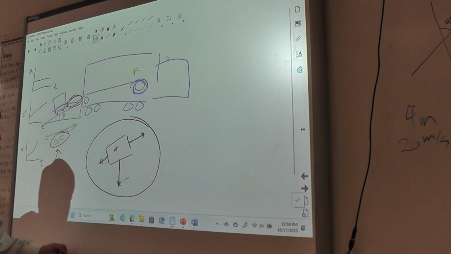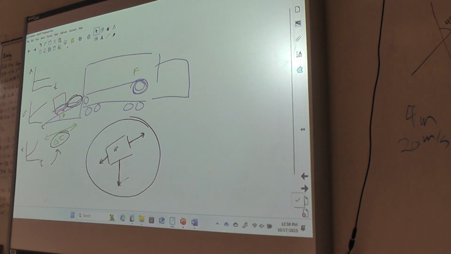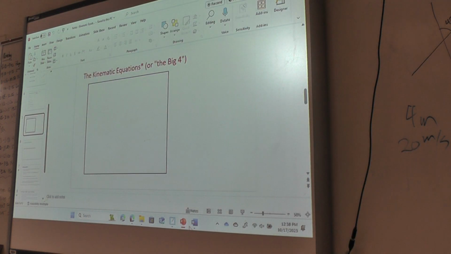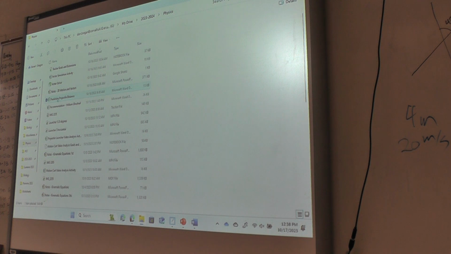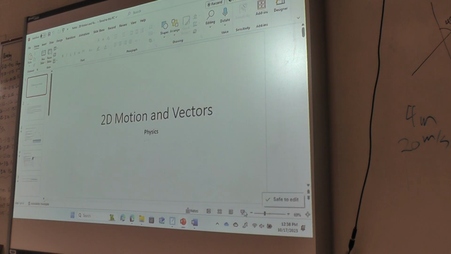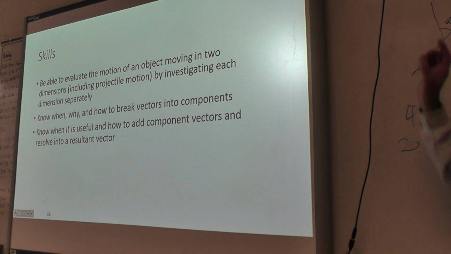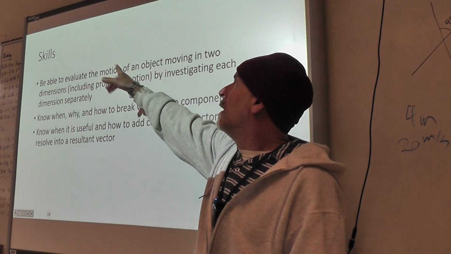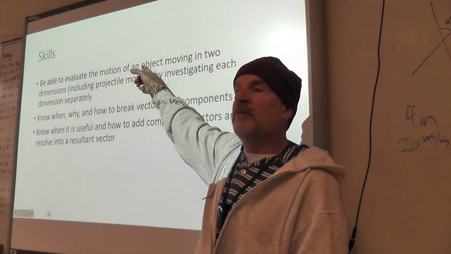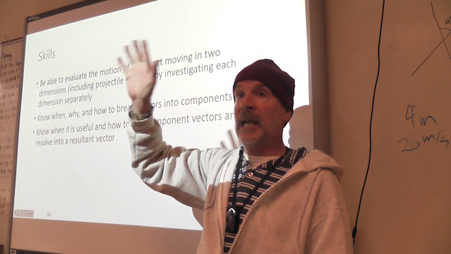So the skill that we're going to start with today is looking at this two-dimensional motion stuff. We'll look at the first part of this today, and we'll continue looking at this next week. So here's the skill. We've got to be able to evaluate the motion of objects that are moving not just in a line, but are moving on a plane.